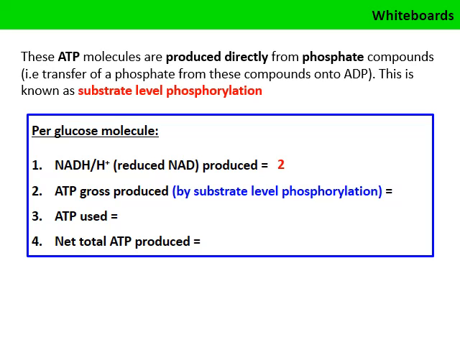But also, just in glycolysis per glucose molecule, we actually get 4 ATP being produced by substrate level phosphorylation. But 2 of those are invested into the phosphorylation of glucose to form hexose bisphosphate in the first couple of steps of glycolysis. So the net ATP per glucose per glycolysis is 2.